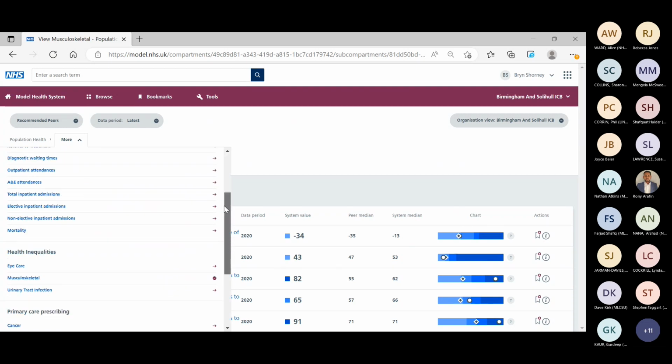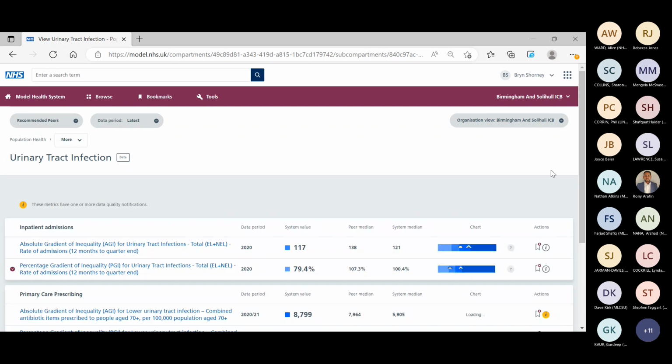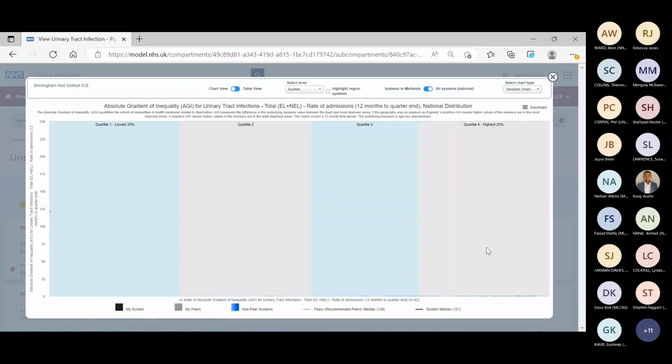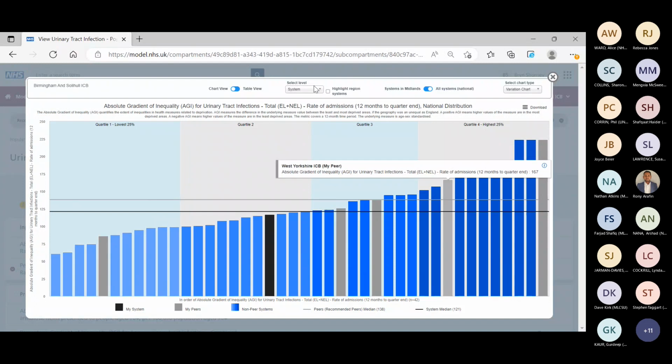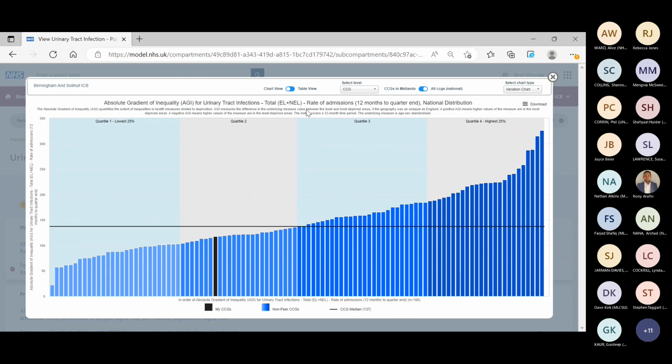We don't have this in all areas yet, just some that were initially started with the Pathway Improvement Programme. But I'll quickly show the one for urinary tract infections, because every single ICB in the country, and indeed every single CCG sub-ICB, has a positive gradient of inequality. So patients from the most deprived areas are having more admissions for urinary tract infections than patients from the less deprived areas.